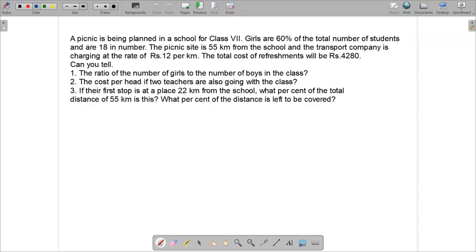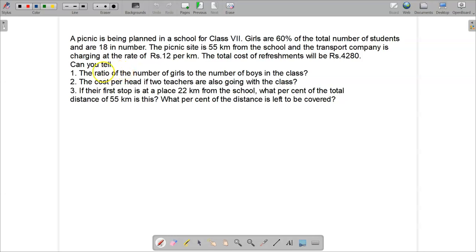The question is, a picnic is being planned in a school for class 7. Girls are 60% of the total number of students and are 18 in number. The picnic site is 55 km from the school and the transport company is charging at the rate of rupees 12 per kilometer. The total cost of refreshments will be rupees 4,280.